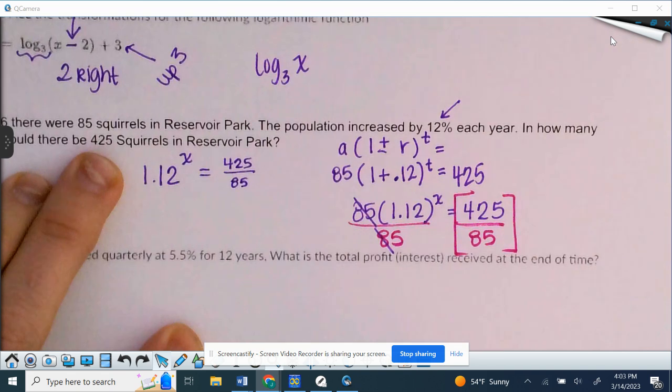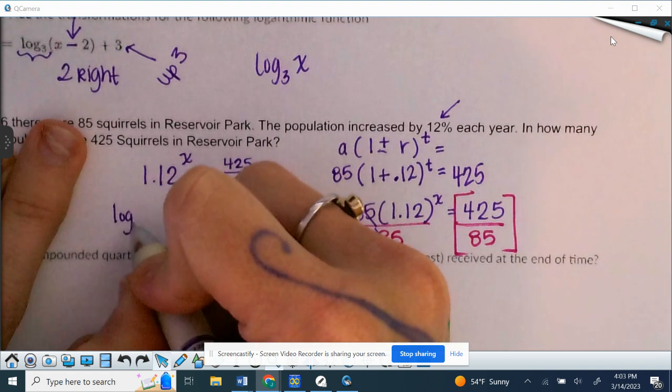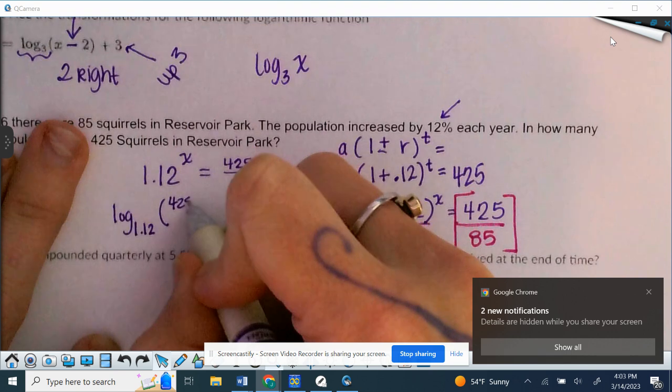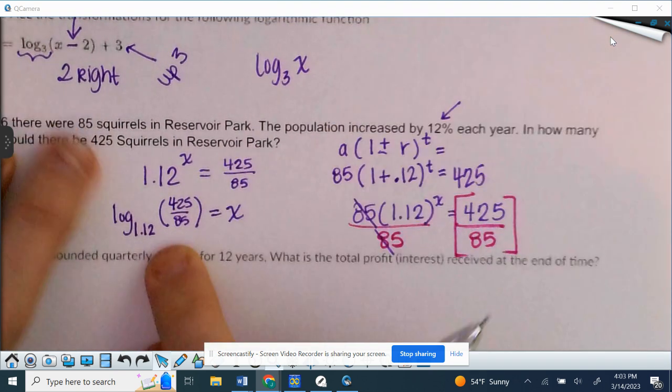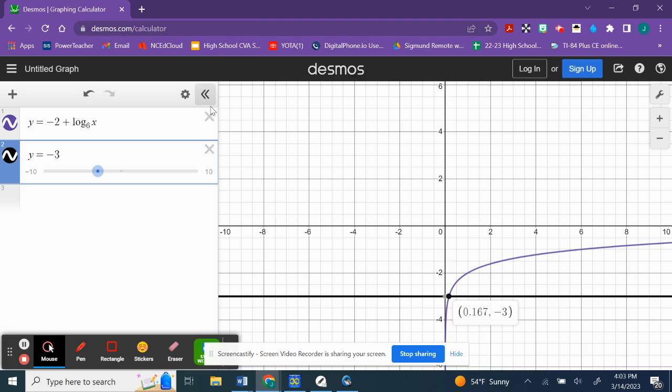Now our problem is that the x is in the exponent, so we're going to turn this into a logarithmic. Put the base in the basement, so log base 1.12 of, and this is in line with the word log, is x. And then you're going to go put this nasty, ugly bad boy in your calculator and get an answer. So we go to Desmos again.